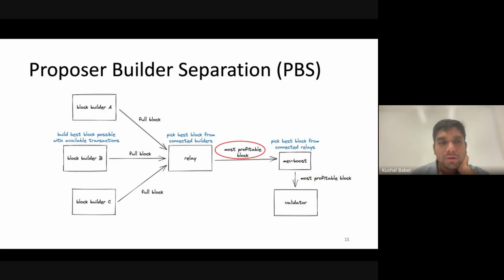Now, let me talk about the details of the mechanism and how prof fits into the existing system of building blocks, namely PBS. At a high level, the thing to focus on here is this relay, which is a trusted auctioneer, and it basically facilitates an auction between the block builders, and it sends the most profitable block to the validator.